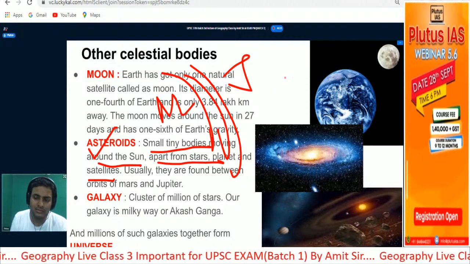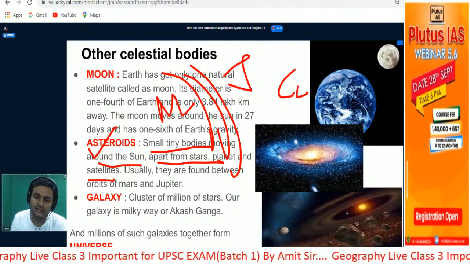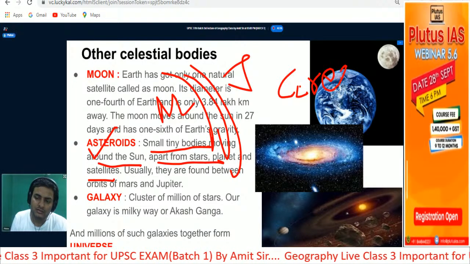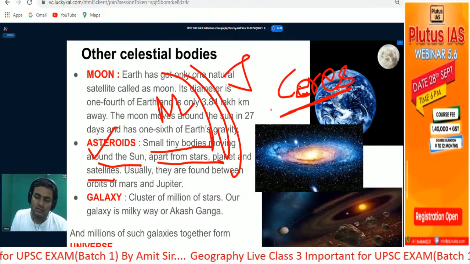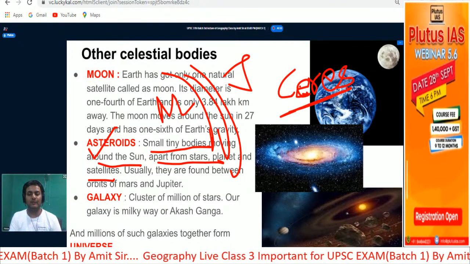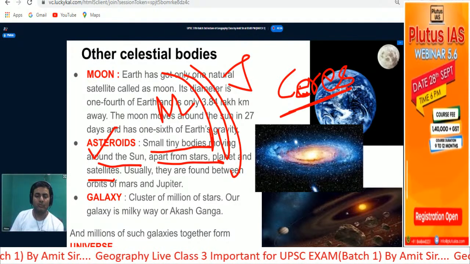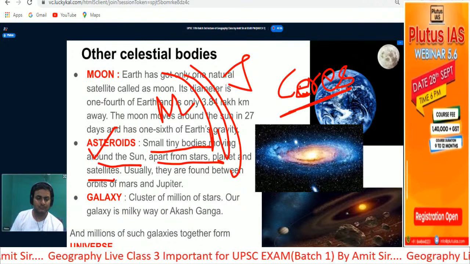And the largest such asteroid is called as Ceres. Even some missions have been sent to these asteroids for mining of minerals. You know it?